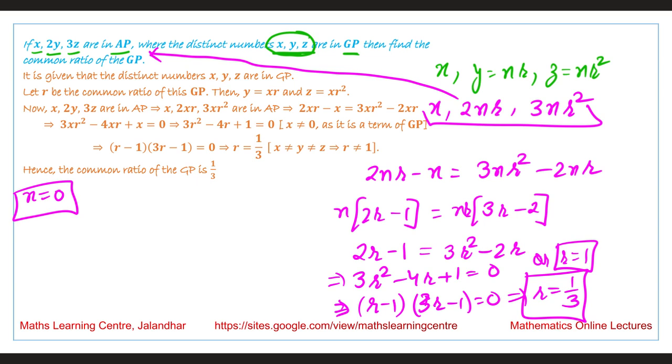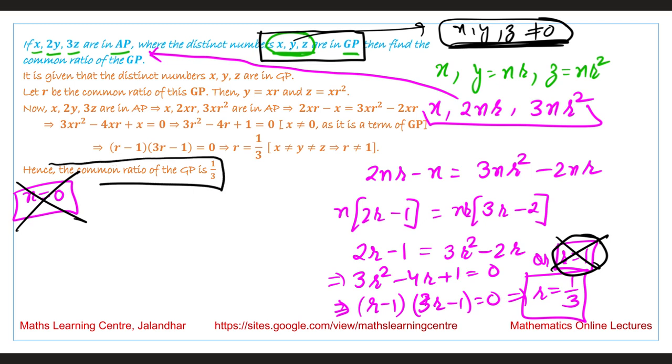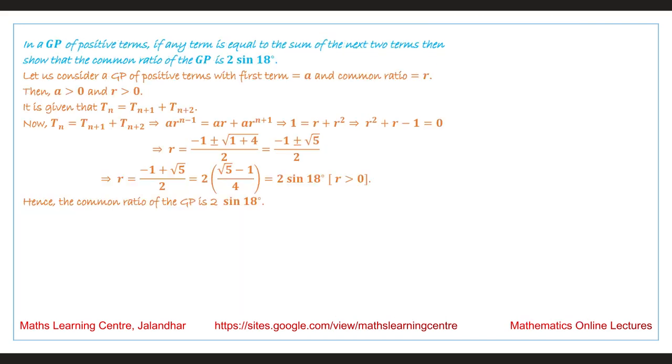Now look at the conditions over here. First thing is that x, y, z are in GP. If x, y, z are in GP, it means none of x, y and z can be equal to 0, so this condition x equal to 0 cannot hold. Next, these three values are not equal to each other, so r is equal to 1 is not possible. So the common ratio of this GP is 1 by 3. We are left with this answer, that the common ratio of this GP is 1 by 3.